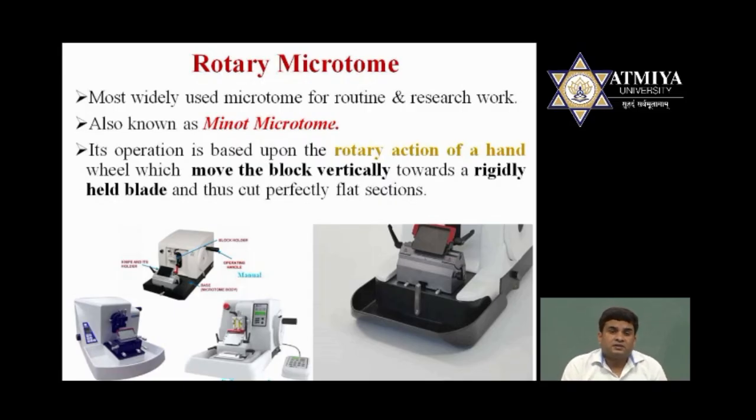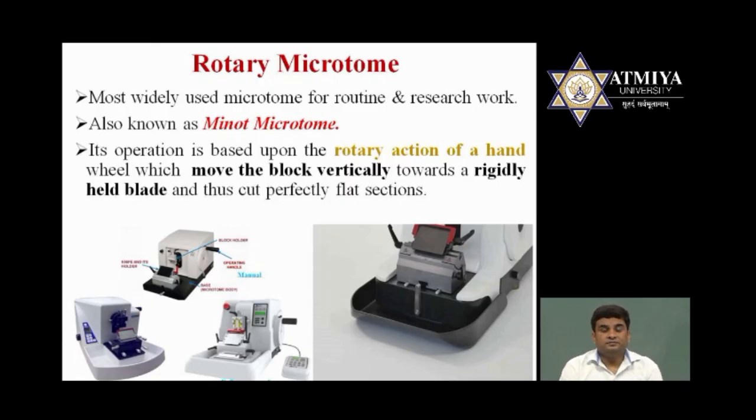The mechanism of this microtome is based on the rotary action of a wheel. If you rotate the hand wheel, the sample holder will move vertically towards the fixed blade and finally the section will come out. There are three types of rotary microtome: the first is manual, the second is semi-automated, and the third is fully automated.